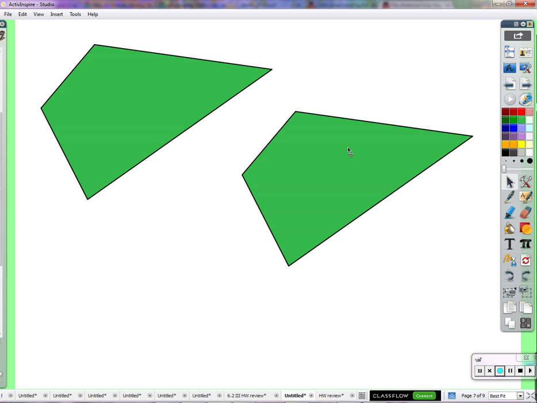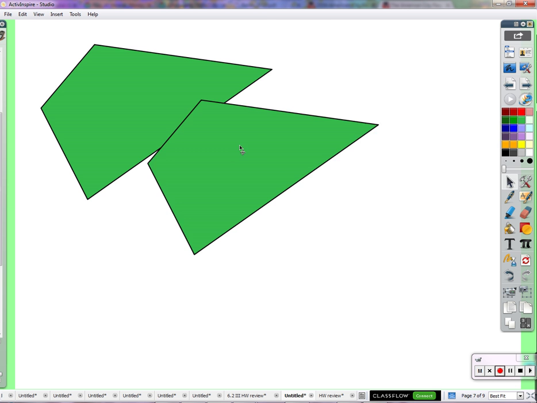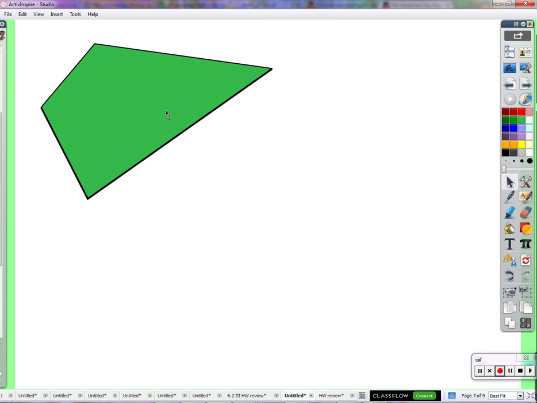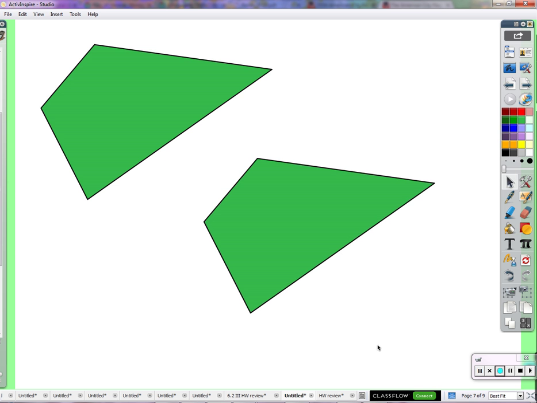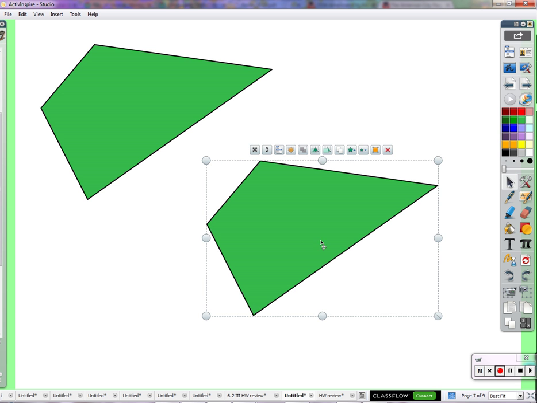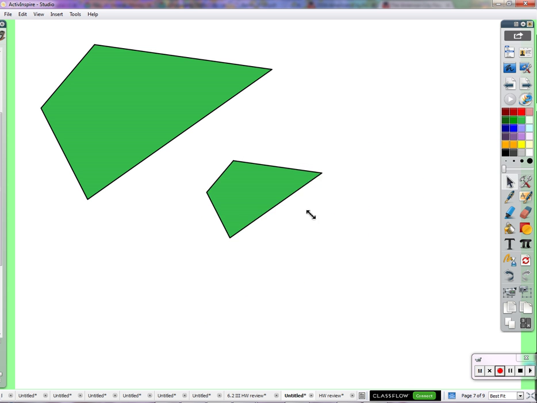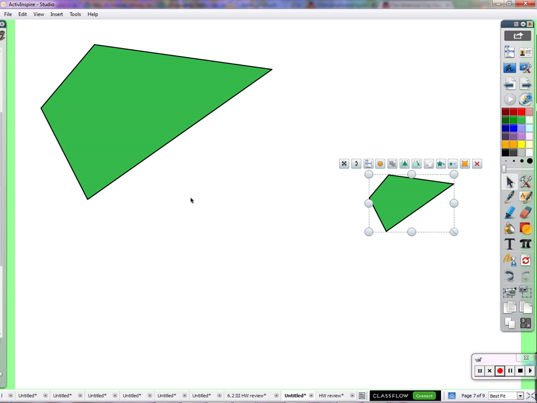Have you seen those optical illusions before? Identical things, and one looks smaller than the other. But if I put it back here, it's exactly the same. Well, let's actually make it smaller. There's no arguing that this is now smaller than that, right? Color it differently.